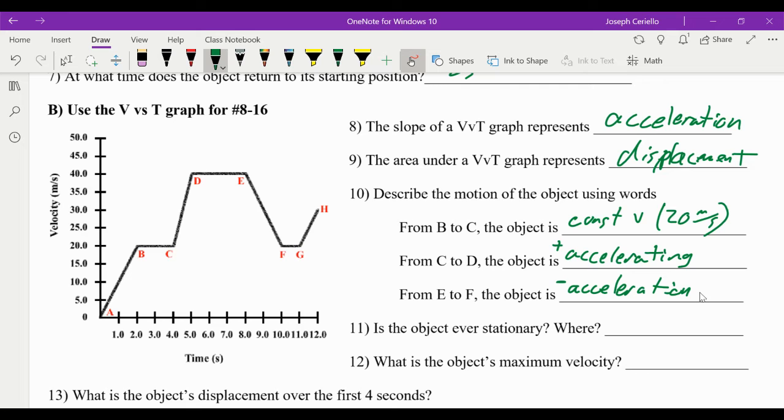Is the object ever stationary? Well, the object can only be stationary if its velocity is 0. So the only place its velocity is 0 is where it starts, at the starting position, A. What is the object's maximum velocity? Remember, looking for velocity here. Don't care about the slope right now. Velocity is just given to us by the y values. So it looks like the maximum velocity here is 40.